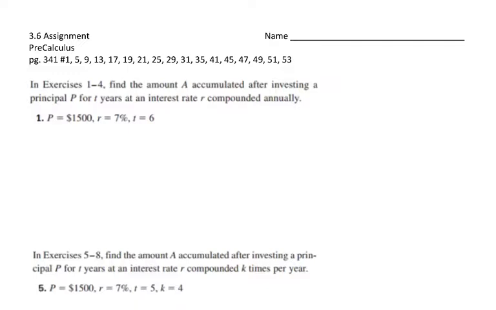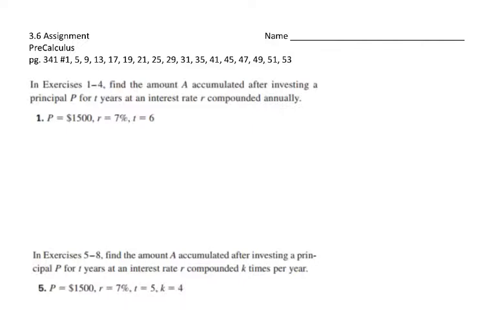And here we are with the 3-6 assignment. In our 3-6 assignment, our first question is to find the amount A accumulated after investing a principal P for T years at an interest rate of R compounded annually.